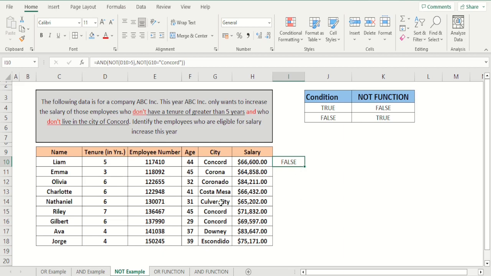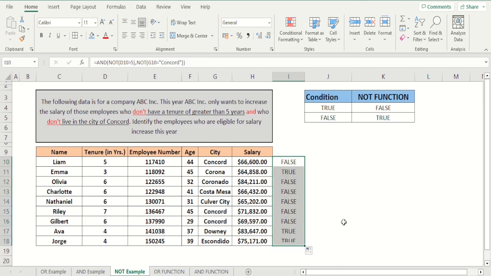So in the first case, it gives the answer as false. Let's understand this response. As you can see, we do not want a tenure of greater than 5 years. In this case, the tenure is not greater than 5 years, so that's fine. And we also did not want the employee to live in Concord. However, in this case, we can see the employee lives in Concord. That's why the answer is false. So now we have checked it in both ways. Intuitively, this answer is false, and by the logic that we've applied using the AND and the NOT operators, the answer is still false.